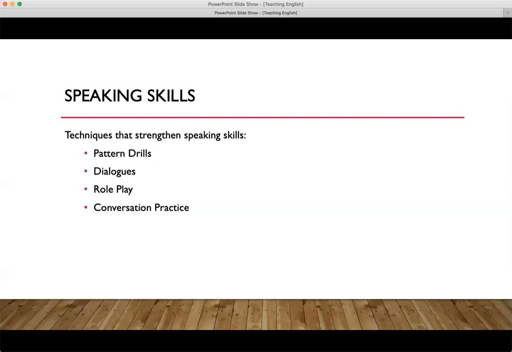Your role is to provide language experiences that encourage learners to use their new language. There's 4 techniques you can use to do this: pattern drills, dialogues, role play, and conversation practice.